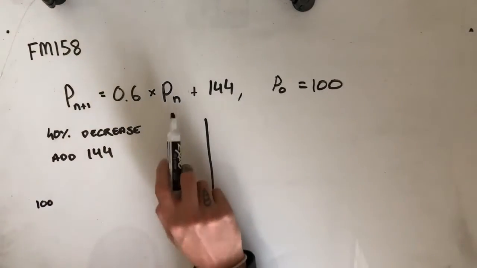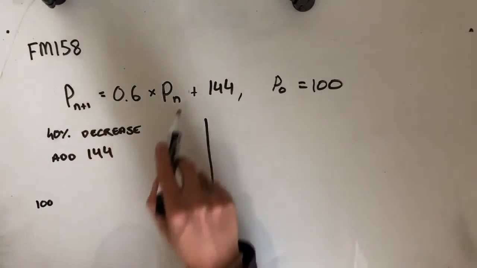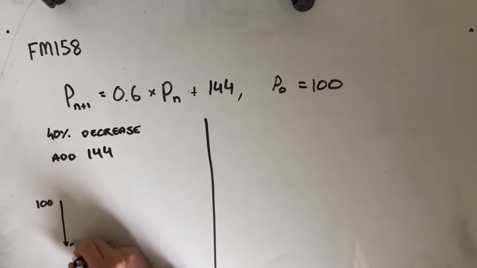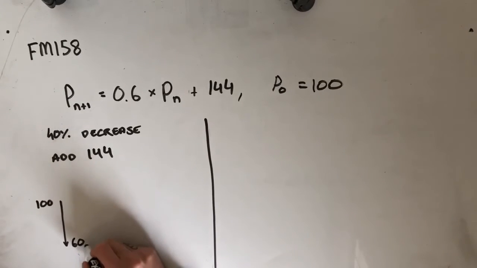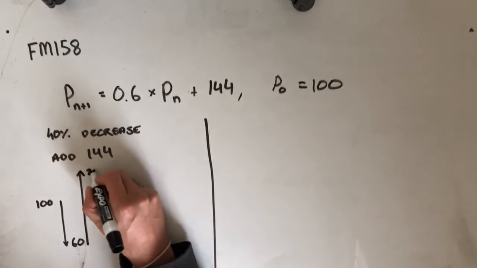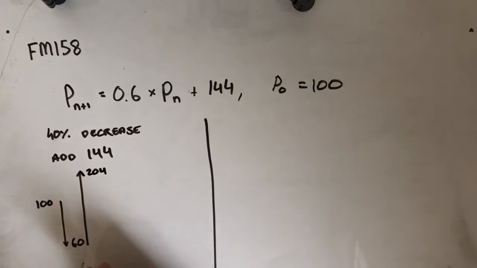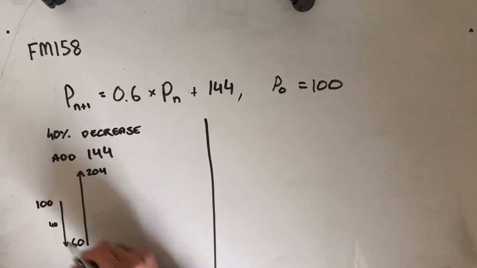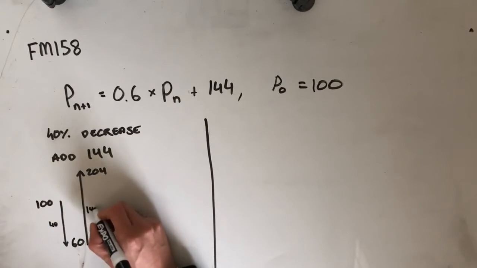So if we were to go from 100 to the next one, first we're going to have the 40% decrease, so we're going to go down to 40. Sorry, not down to 40, down to 60. So down $40, and then add 144, and end up at 204. So this is a decrease of $40, and then an increase of 144.